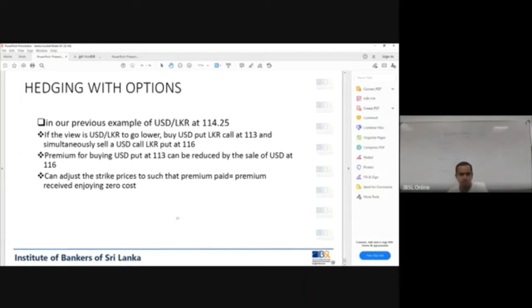The premium for buying dollars at 113 can be reduced by the sale of dollars at 116. Then you can adjust the strike price such that the premium received and paid are equal. That's called a zero cost collar. Okay, so that's about options. Any questions on this?